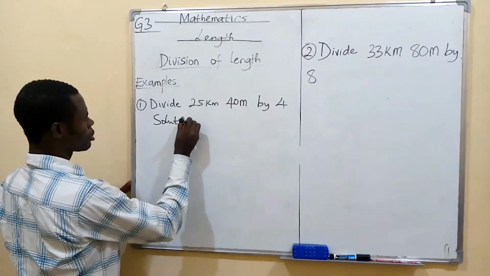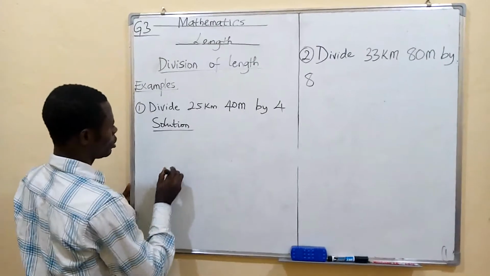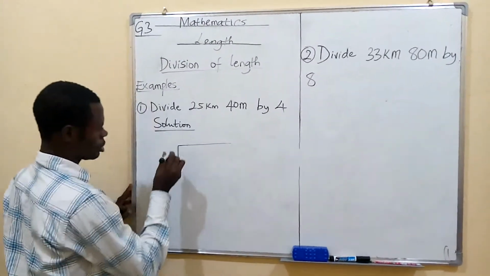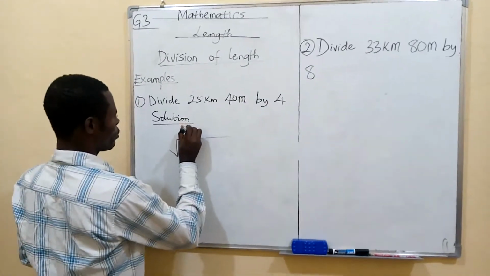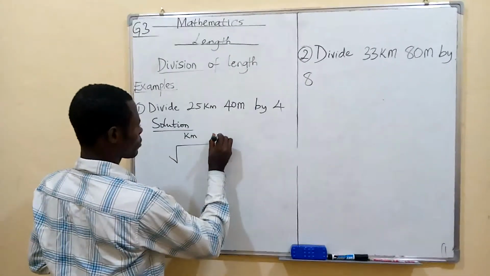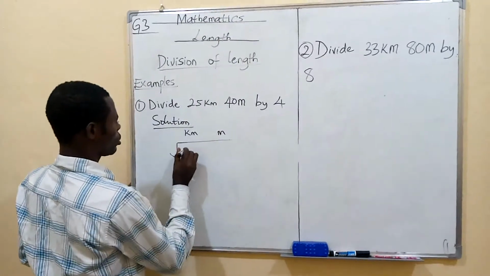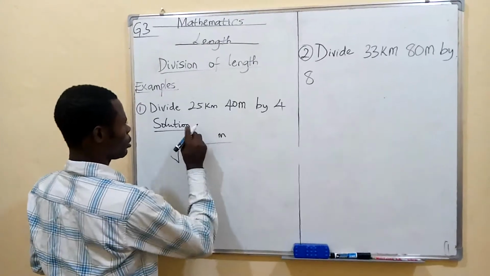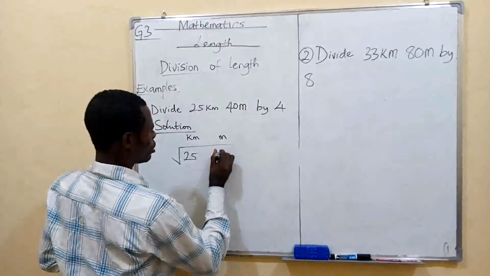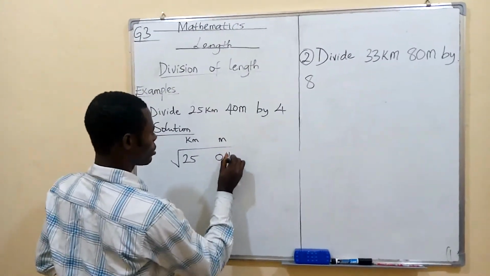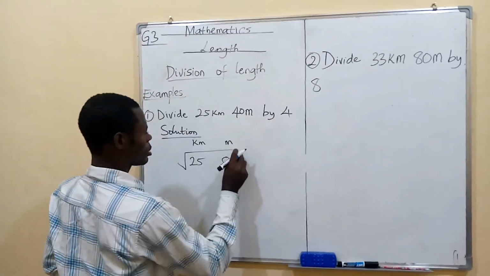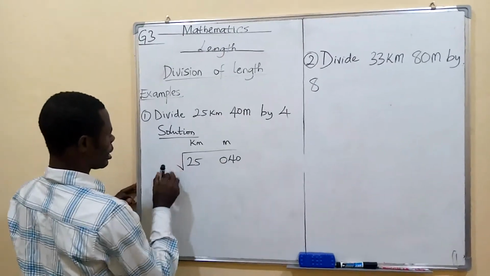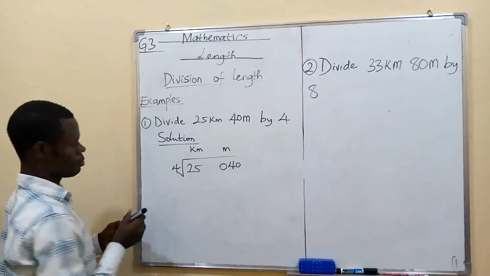Solution, using the long division method. We have here kilometers and meters. The number you are dividing should be 25 kilometers 0.40 meters, divided by 4.